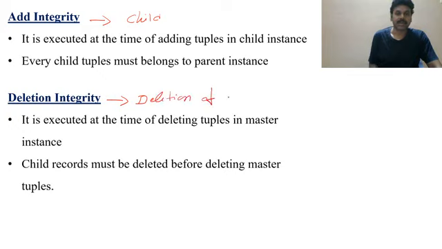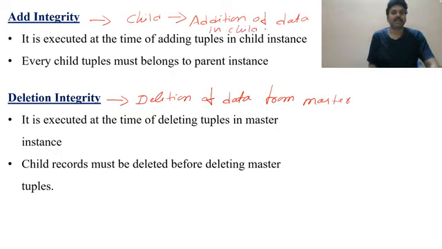At the time of deletion of data from master instance, and this is going to be failed at the time of addition of data in child. Well friends, simply you can say that when you are inserting a child value, the child value must belong to parent. Very simple shortcut I am giving you. So while deleting the data, first you need to delete the child record, then you delete the master record.